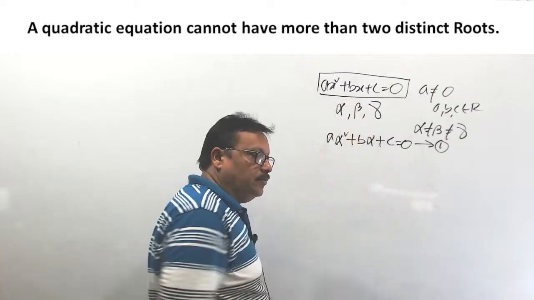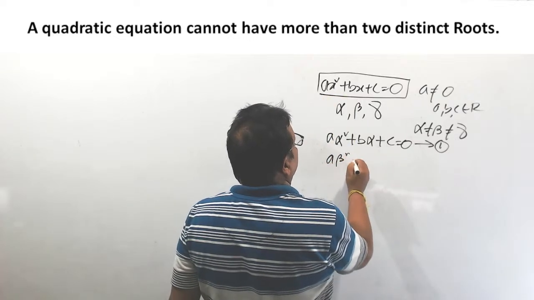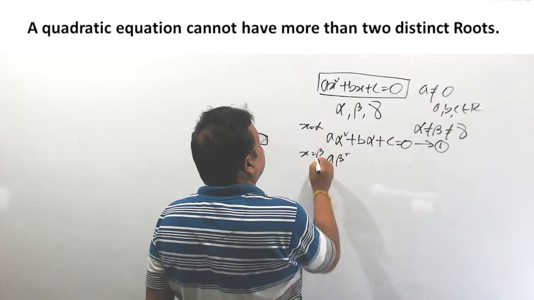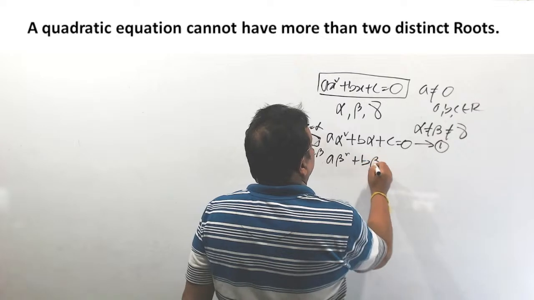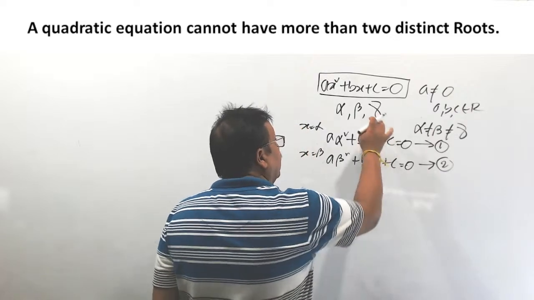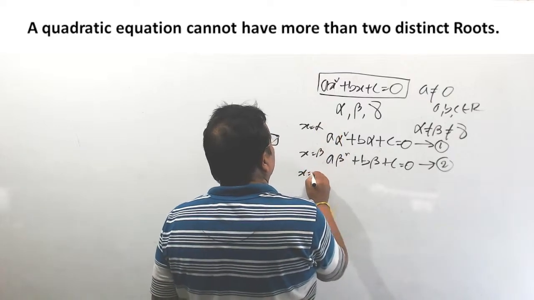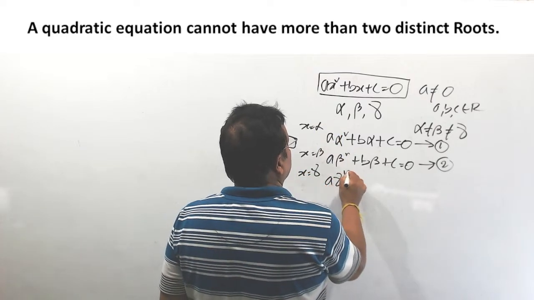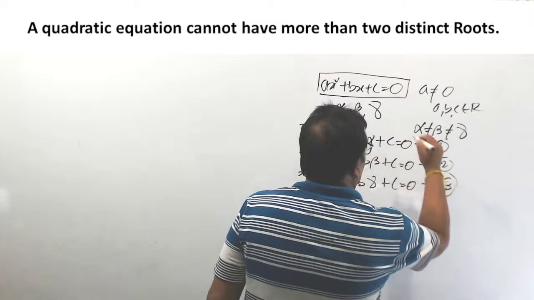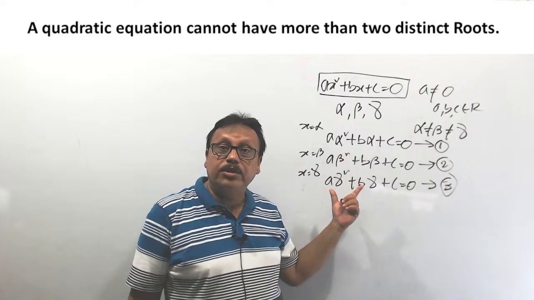Again, since beta is the root, then of course it will satisfy. Here we are putting x equal to beta: a beta square plus b beta plus c equals to 0. Understood? Give it number 2. Again, since gamma is another distinct root, then of course we put x equal to gamma. Then a gamma square plus b gamma plus c equals to 0. Understood? Give it number 3. Three distinct roots are satisfying the equation.